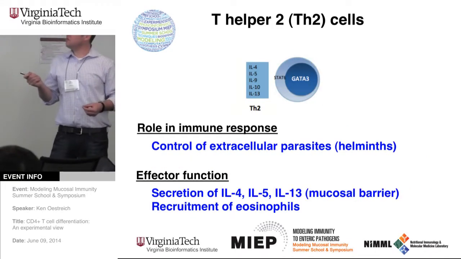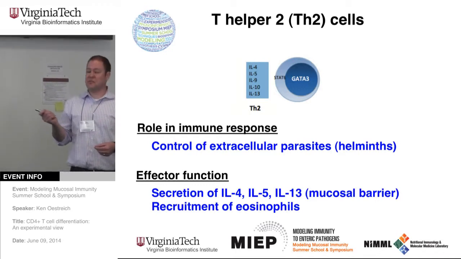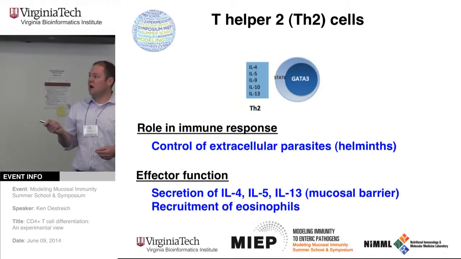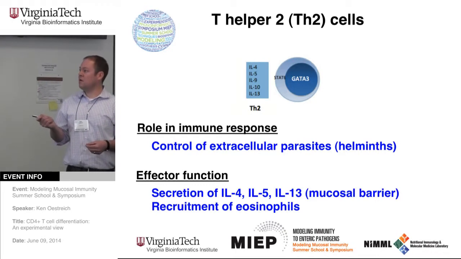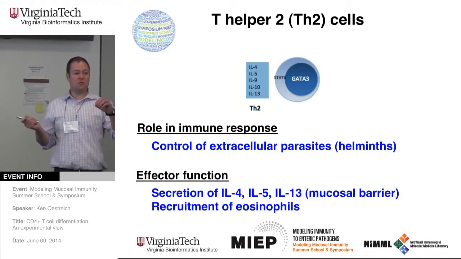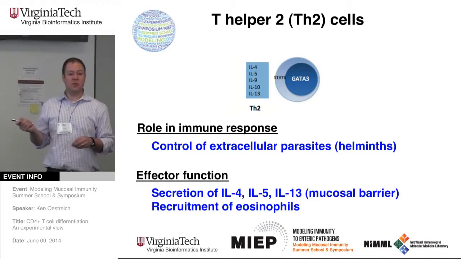Conversely, Th2 cells are responsible, again, for controlling extracellular parasites like helminthic worms. They do this by secreting interleukin 4, 5, and 13 to form mucosal barriers around these parasites, and also recruit eosinophils.